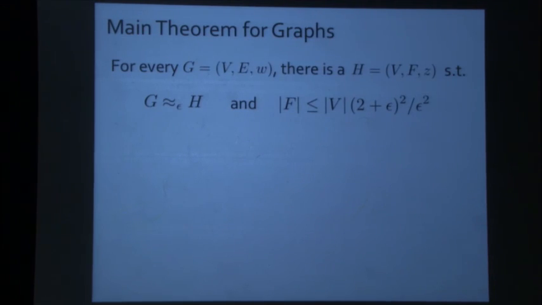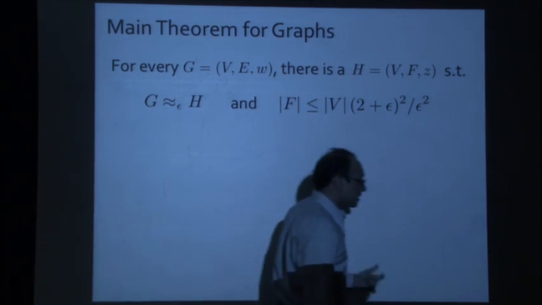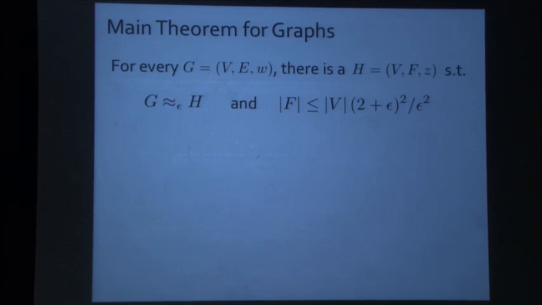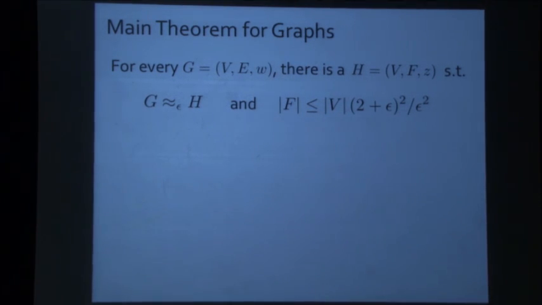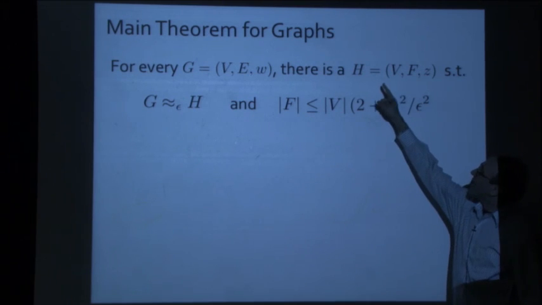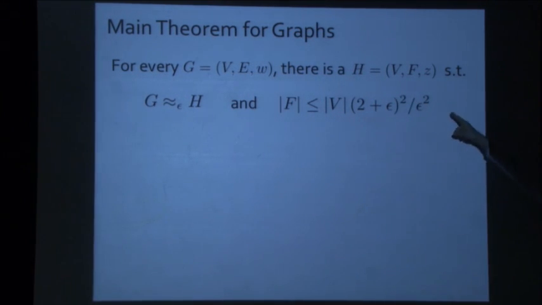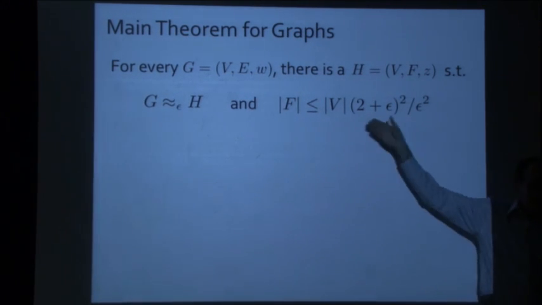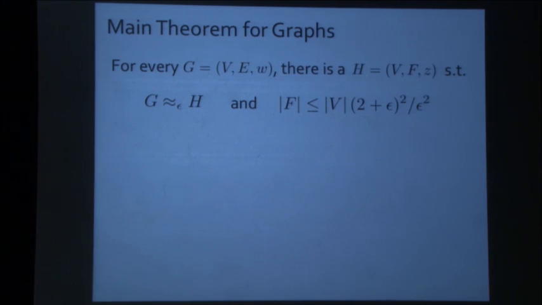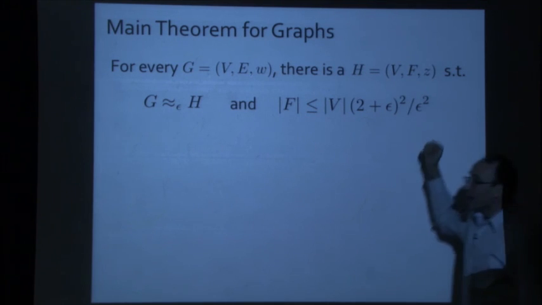OK, so here's the main theorem, or one of the ways of stating it, that I'll sketch the proof of for graphs today. For every graph G, there is another weighted graph H. I didn't say it, but the edges will be a subset of the edges, and we'll just increase their weights, so that G is an epsilon approximation of H. The number of edges in H will be at most the number of vertices, n, times (2 plus epsilon) squared over epsilon squared. If you think about epsilon being small, think of this as 4 over epsilon squared.